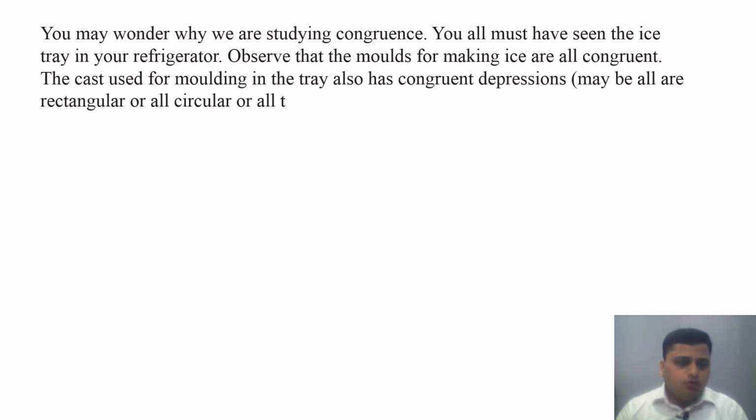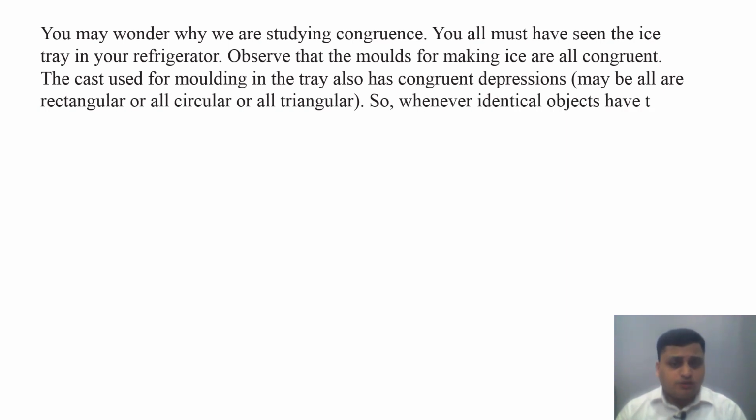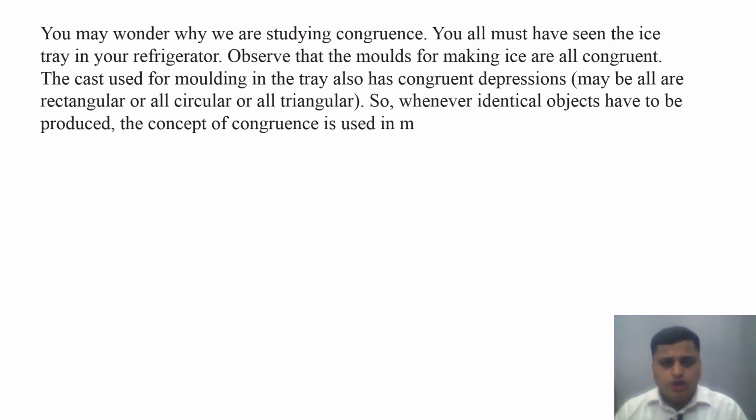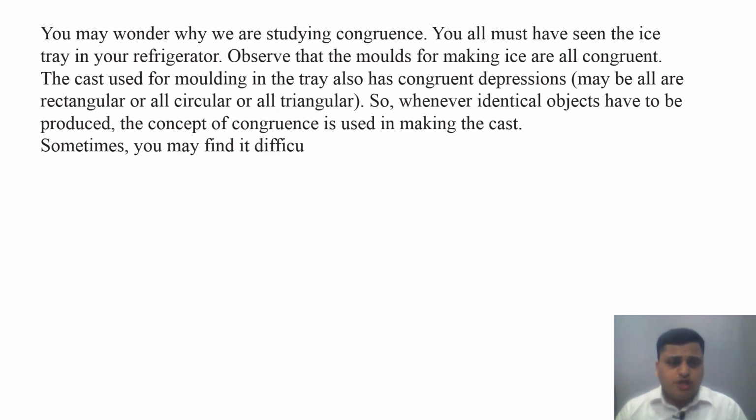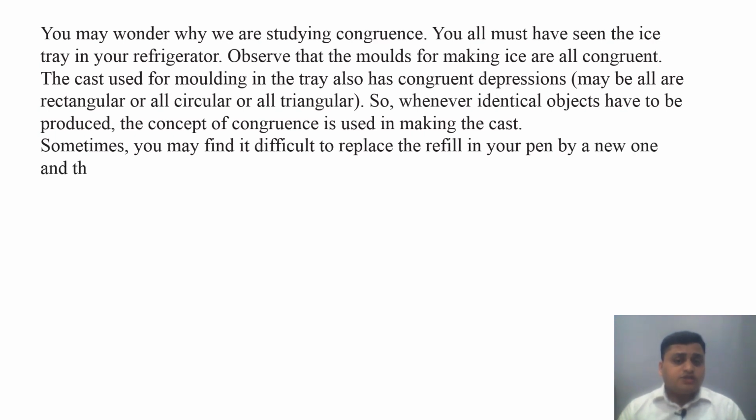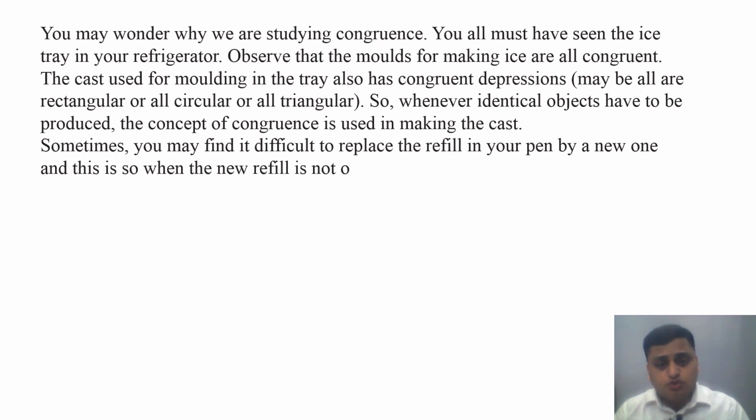Maybe all are rectangular. It depends upon the shape and size. Maybe all trays are rectangular, maybe all are circular, or all are triangular. You can see the trays in the refrigerator, which are of different shapes but all are identical. So whenever identical objects have to be produced, the concept of congruency is used in making that cast. So this is the application.